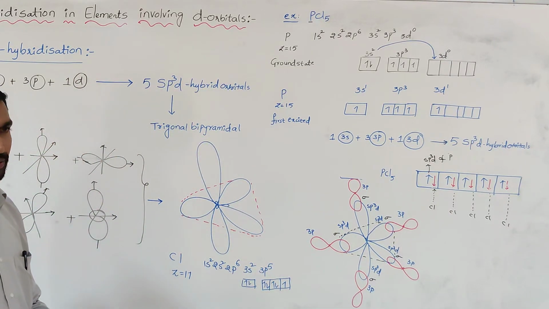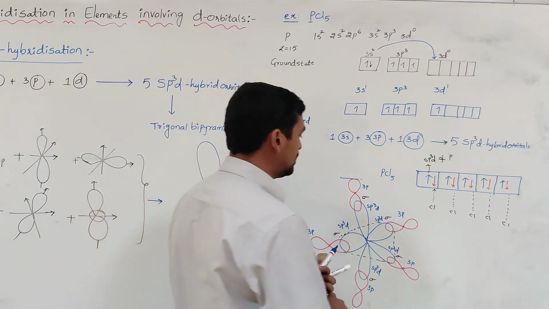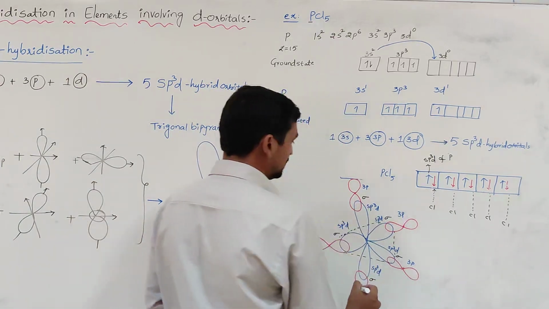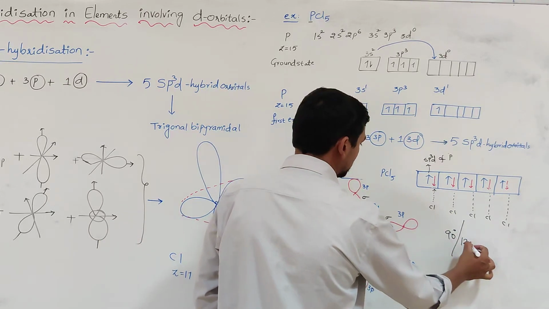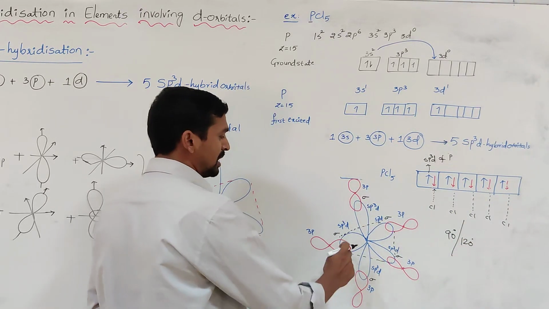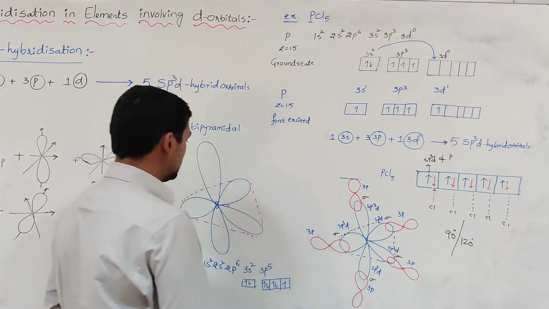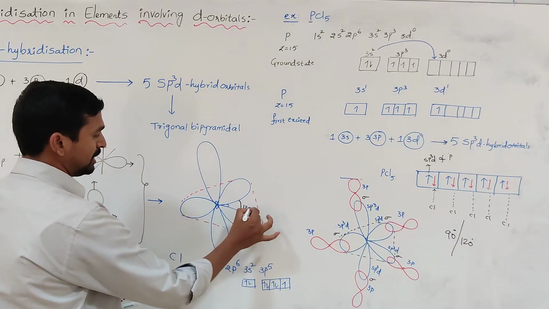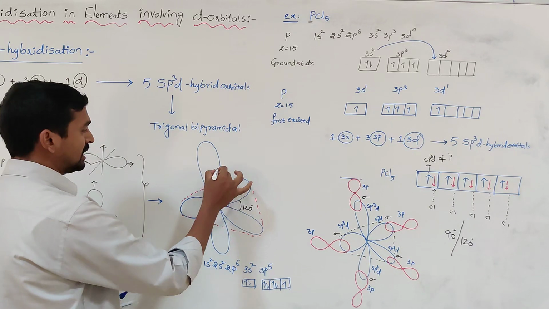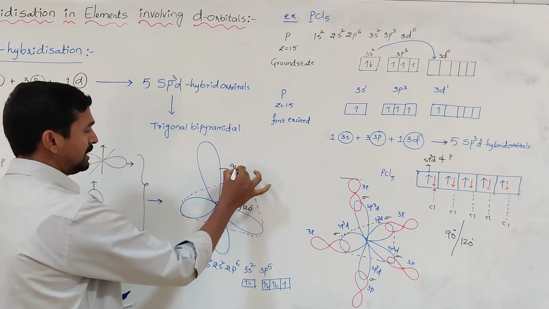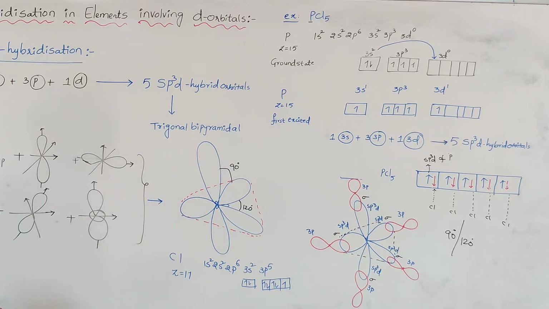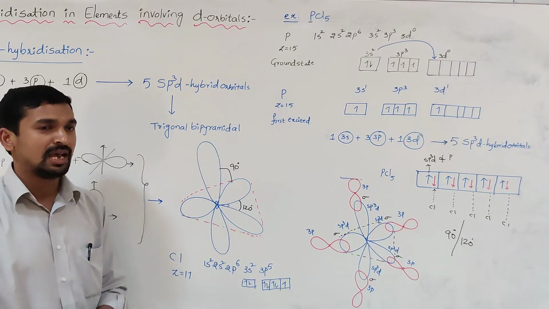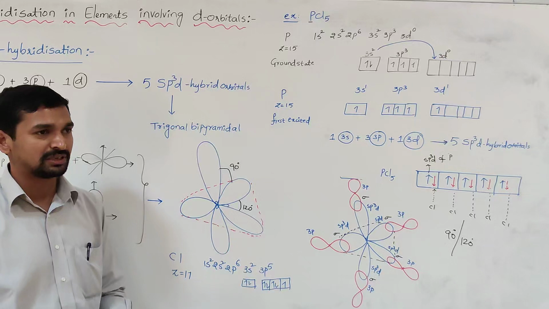You know very well that here two types of bond angles are possible. One bond angle is 90 degrees and the other bond angle is 120 degrees. Whatever bonds are present on the plane, between these two it is 120 degrees, and between the axial and equatorial it is 90 degrees. The axial bond length is always greater than the equatorial bond length. I said this very clearly in valence shell electron pair repulsion theory.